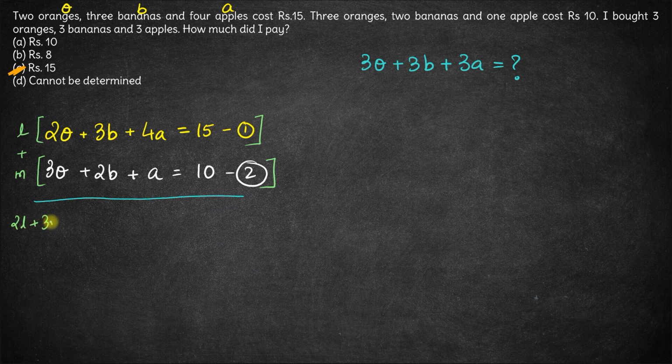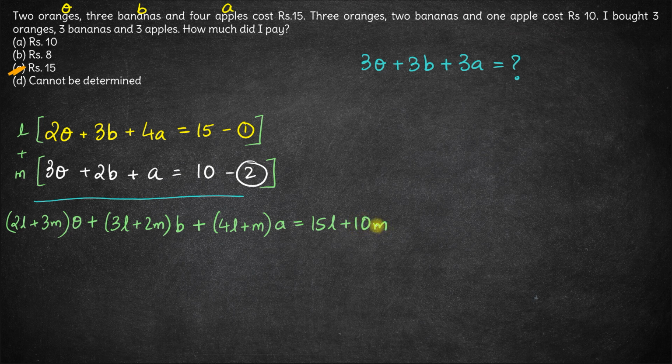So 2 into L plus 3 into M is going to be the coefficient of O. Similarly, the coefficient of B will be 3 into L plus 2 into M. And finally the coefficient of A will be 4 into L plus 1 into M. So (4L plus M) into A is equal to 15L plus 10M. Correct? Now this equation should be the same as this equation here. Let's say this cost is C.